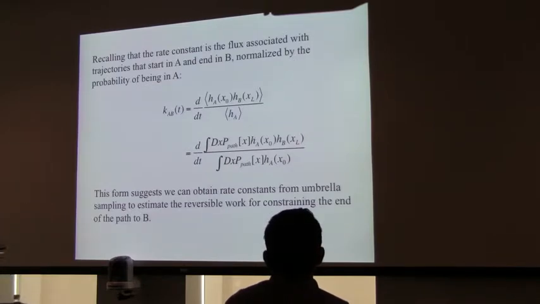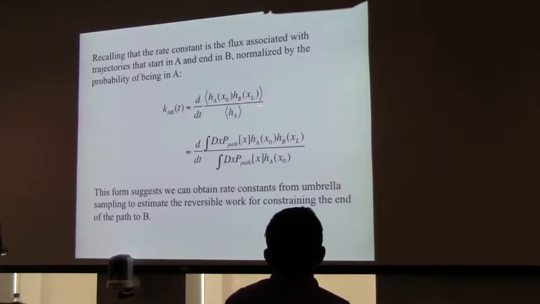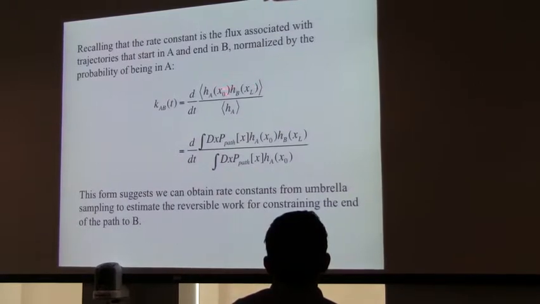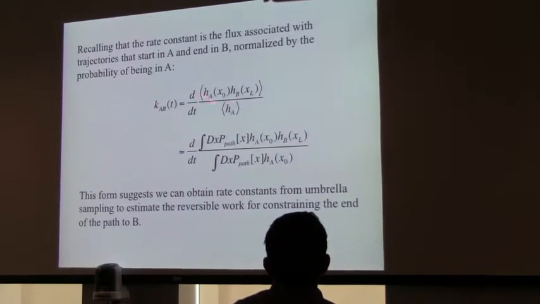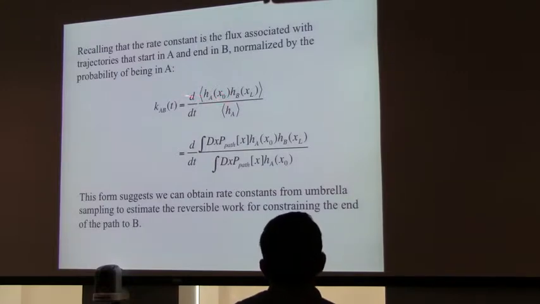Okay, coming back to what Benoit said, then you'll remember that the rate is basically the flux into the product basin, which we're going to pick out with this indicator HB, for trajectories starting in the reactant basin, which we're going to pick out with this indicator HA, divided by the concentration basically in the reactant well. And what you can do is rewrite this as basically an integral over these path probabilities.